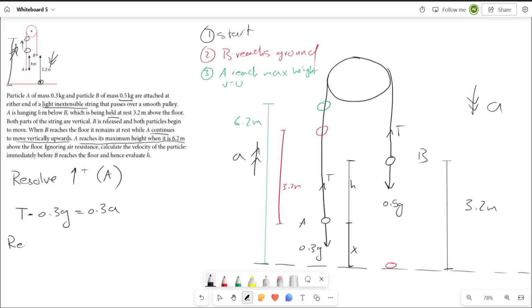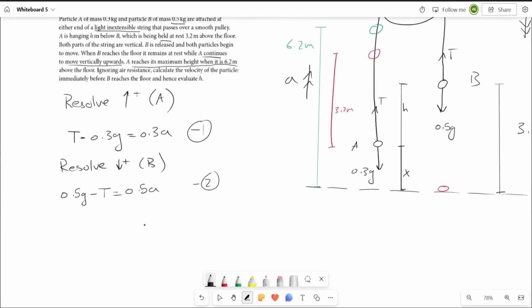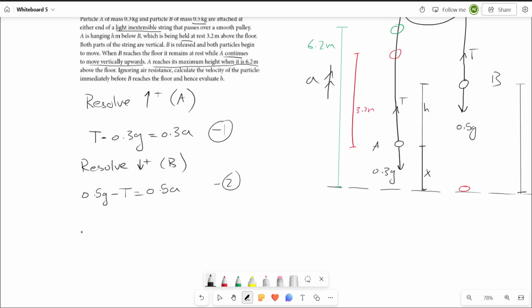And let's now resolve downwards as positive for B. Why downwards as positive? Because when we are taking B in perspective, B is moving with an acceleration downwards. So the direction of acceleration is downwards, so I'm going to take my positive direction downward. So 0.5 g minus T should equal 0.5 a. So this is equation 1. This is equation 2. Let's try and solve these two simultaneously to get the acceleration.